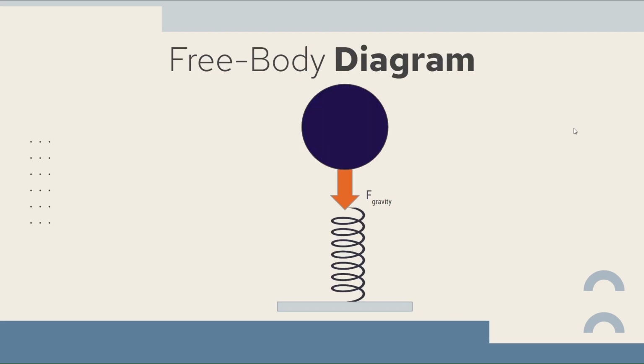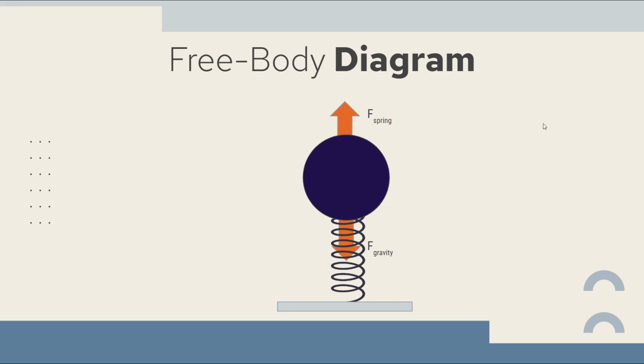Okay, so our free body diagram shows that before the ball touches the spring, the only force acting on the ball is gravity. However, when the ball does touch the spring, gravity is still pulling it down. However, there's now a new force, the spring force, pushing the ball back up as it becomes compressed.